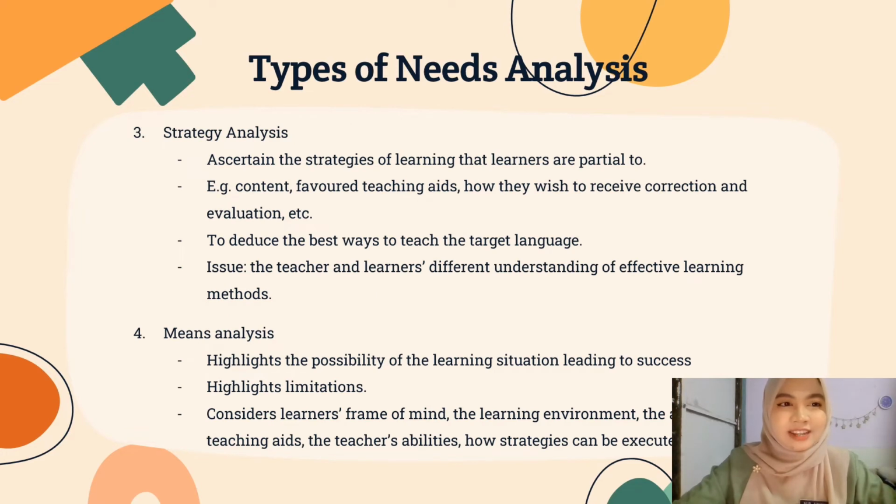Next is strategy analysis. This type of analysis assists in ascertaining the strategies of learning that the learners are more partial to. For instance, the substance of the lessons, favorite teaching aids, how they wish to receive correction, as well as how they wish to be evaluated, and so forth. When strategy analysis is conducted, it is possible to deduce the best ways to teach the target language. However, the issue with strategy analysis is that the learners' and the teachers' understanding of effective methods of learning can be different.